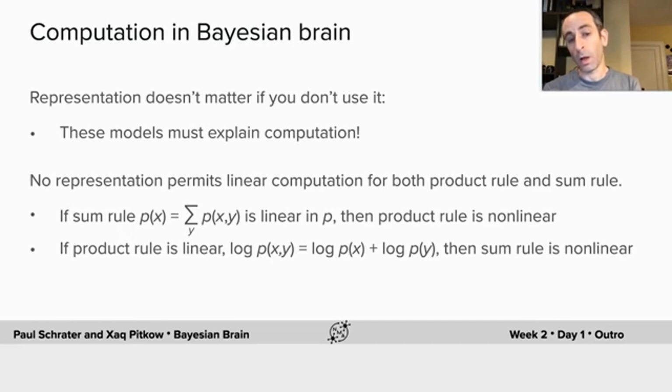Conversely, you might say, oh, well, I know how to do products. I can just take the log, and then all I have to do to take the product of probabilities is add the log probabilities. Good. But then the sum rule is nonlinear. So you're going to need to do some nonlinear computation somewhere. And that nonlinearity has to be related to the question of representation in the brain, how those probabilities are represented. Again, this is a hot topic.